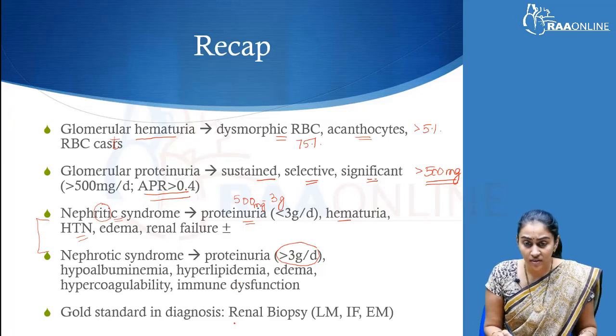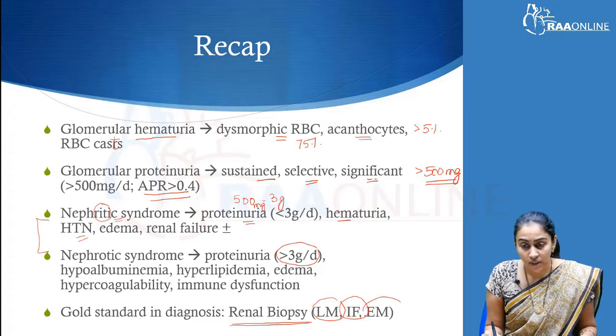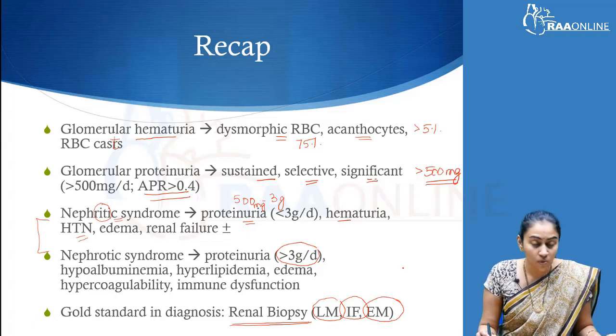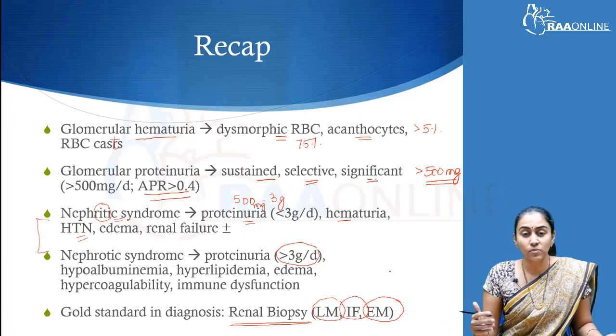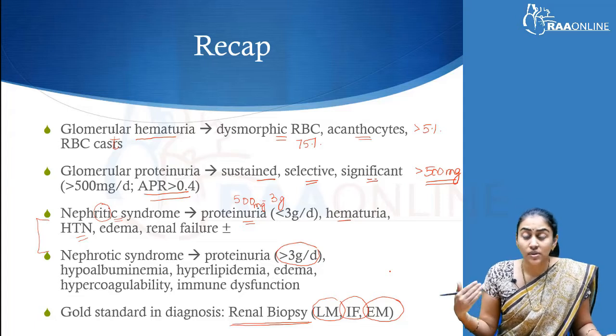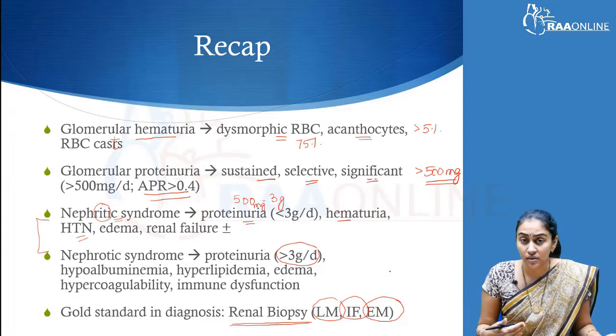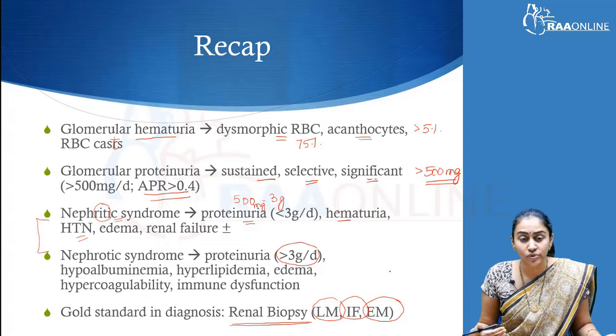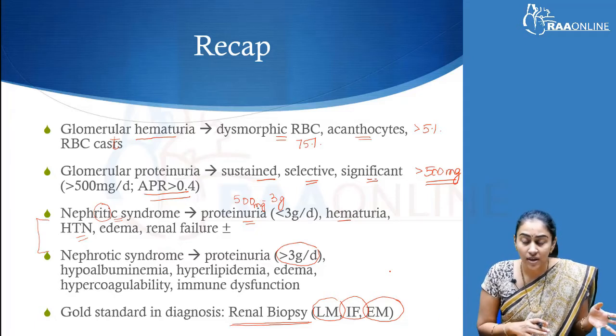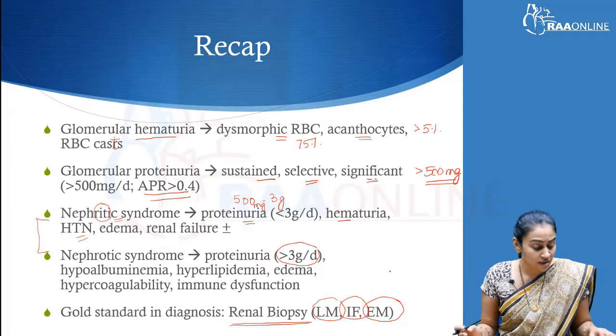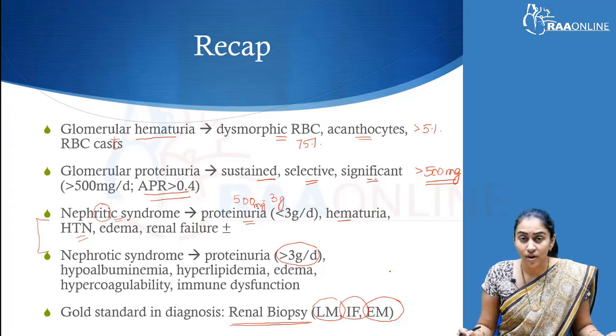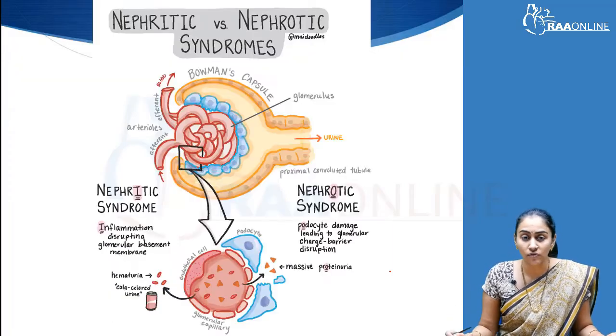What is the gold standard in diagnosis of glomerular diseases? It is the renal biopsy, which we will look at through light microscopy, immunofluorescence, and electron microscopy. This is what has to be remembered, because we will be discussing each of these syndromes, looking at whether the patient is having hematuria, whether the patient is having proteinuria, is it non-nephrotic or nephrotic range, does the patient fit into a predominantly nephritic or nephrotic syndrome, and what are the renal biopsy features. This is what we will be discussing for each syndrome moving forward.